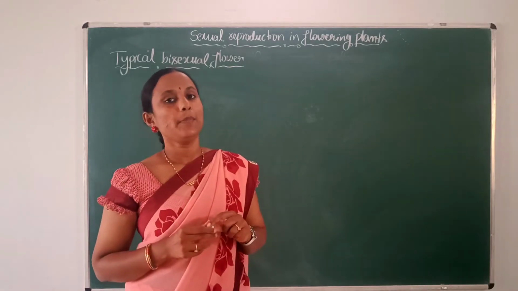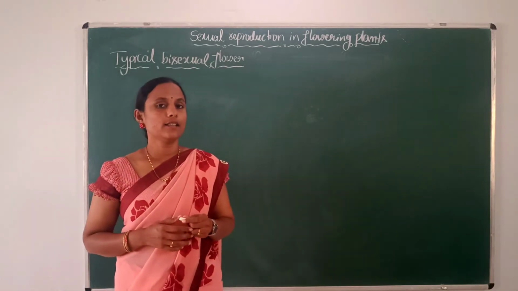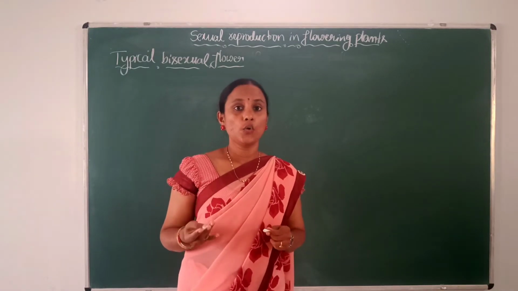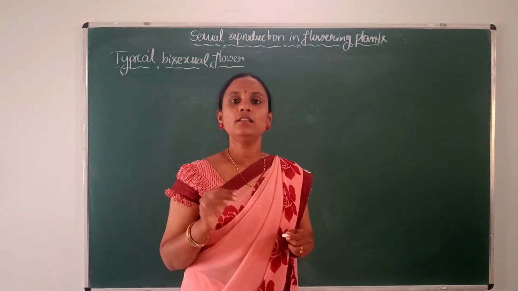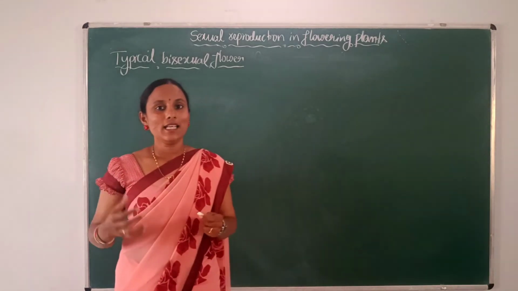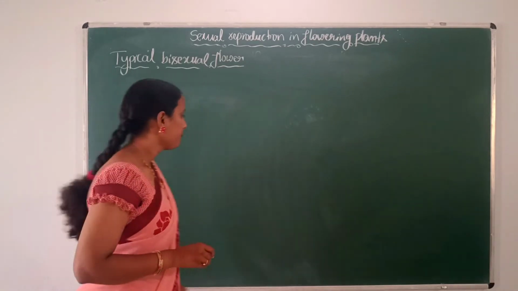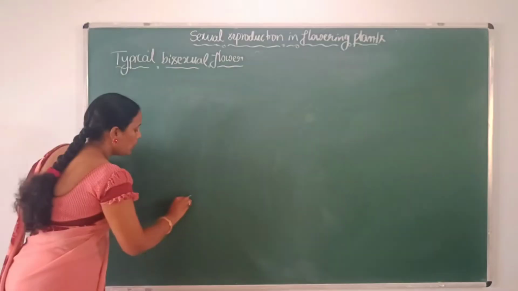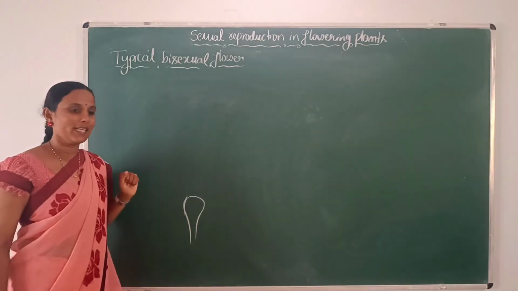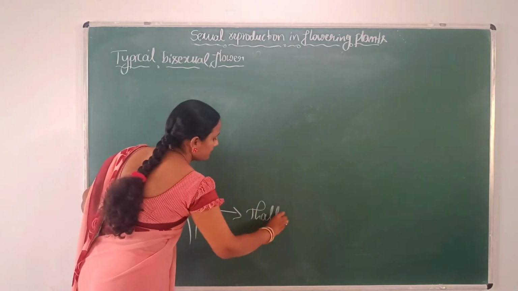In a typical bisexual flower, as we discussed earlier, there are 4 whorls: calyx, corolla, androecium and gynoecium. Now we shall understand how these whorls are arranged in a flower. The whorls of a flower are arranged on a base called thalamus.